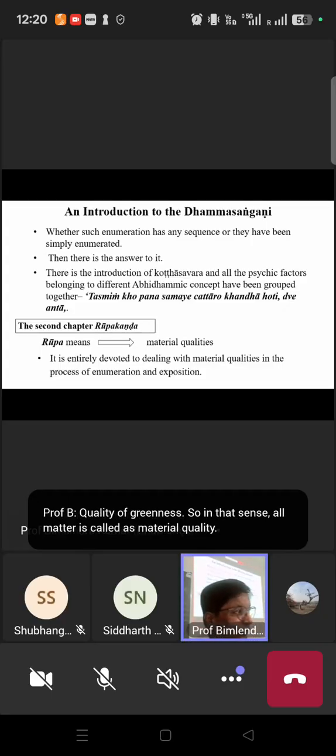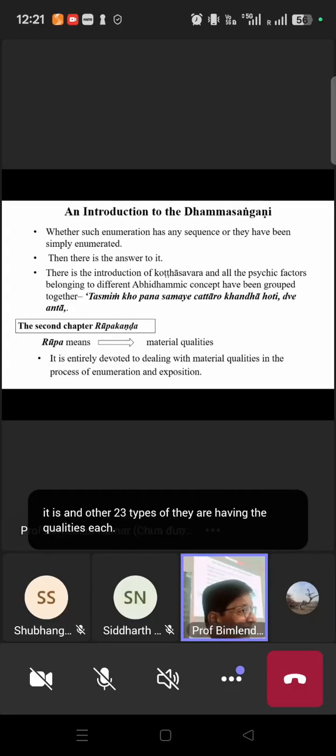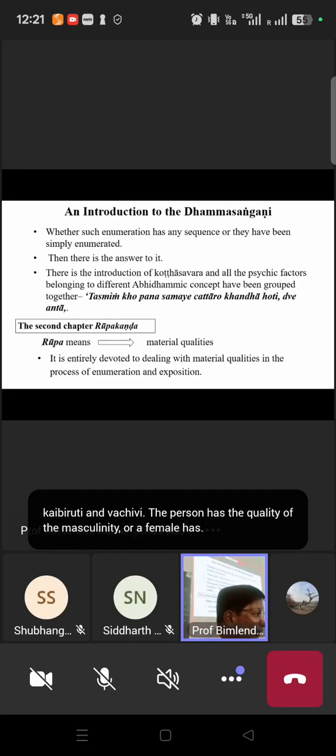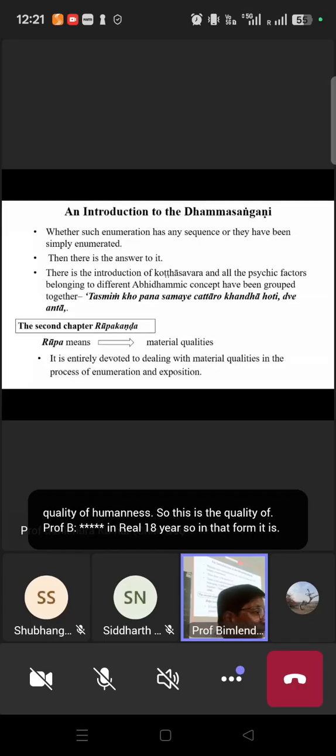Whether it is Pathavi, Apo, Tejo, Vayo, or the other 23 types of Upada Rup, they have their quality. Each matter has its own quality. Even Kaya and Vacı. A male has the quality of masculinity, or a female has the quality of femaleness. So this is the quality of Purisa Indriya or Itthi Indriya. In that form it is called material quality.